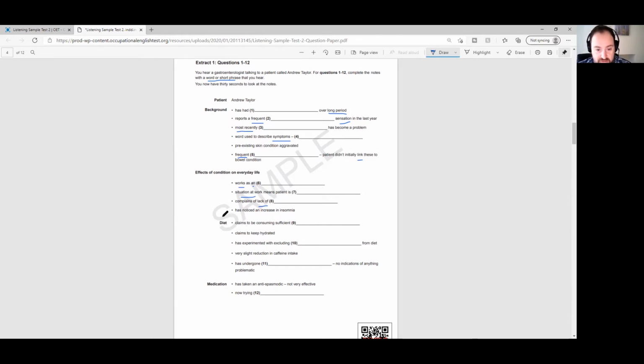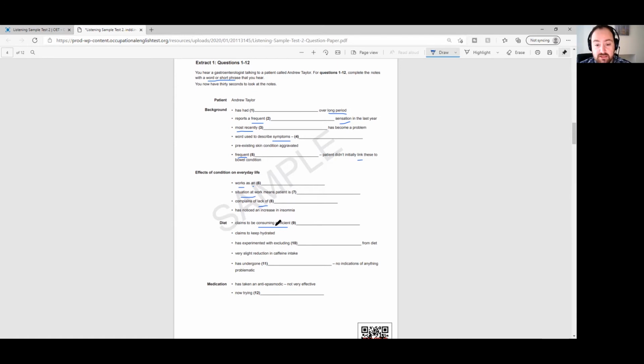Okay, and next thing, we can use these headings to help us keep track of where we are in the recording. So he's talking about diet, and a key thing here would be claims to be consuming sufficient what? So we can already start thinking about the words, but this is definitely key here, consuming sufficient. This is going to be paraphrased, I guarantee it. So how could we paraphrase that? How is it going to be in the recording? Start to think about it. Eating enough would be a simple paraphrase.